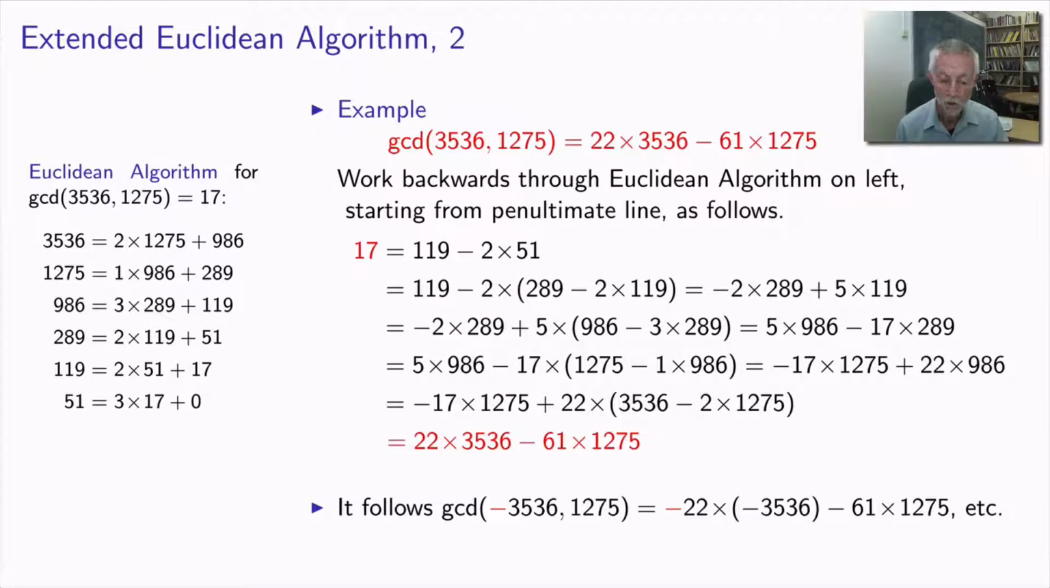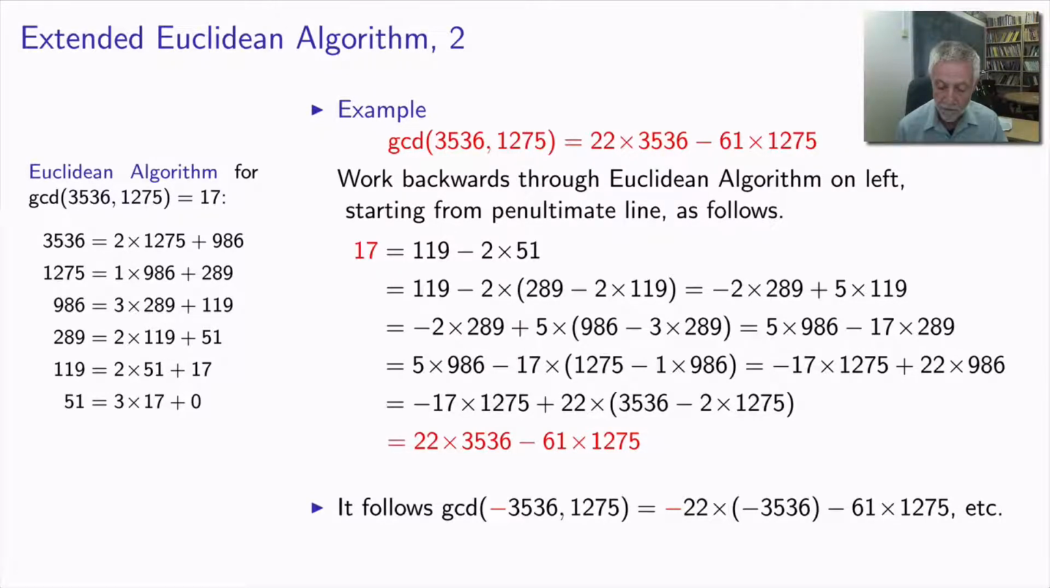So now we're going to work backwards through this argument, through the Euclidean algorithm, and this will be in effect the extended Euclidean algorithm, which will allow us to express the greatest common divisor, 17, in terms of a sum of multiples of the individual numbers 3536 and 1275. So it'll be 22 times 3536 plus minus 61 times 1275. And as I said, we're going to work backwards through the Euclidean algorithm here on the left in order to obtain that. And we'll do it in a systematic way.